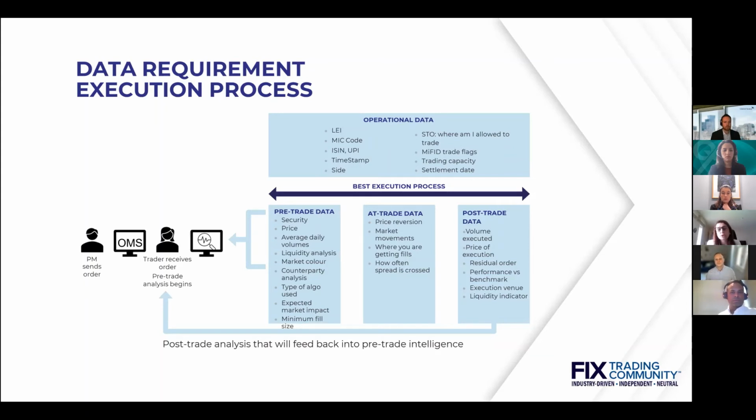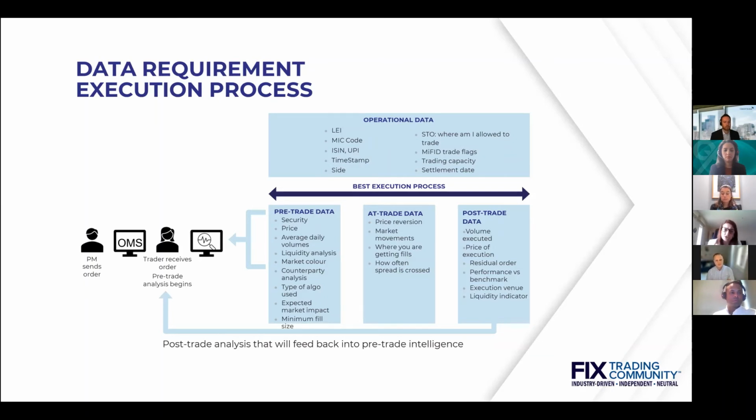The operational data includes information such as the LEI, the legal entity identifier, which enables unique identification of legal entities participating in financial transactions. You also have the MIC, the market identifier code, which is used to identify trading venues and really where the trade took place. You have the ISIN, the International Securities Identification Number, which enables you to identify a financial instrument.